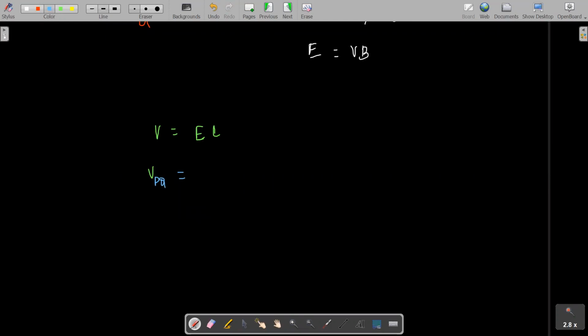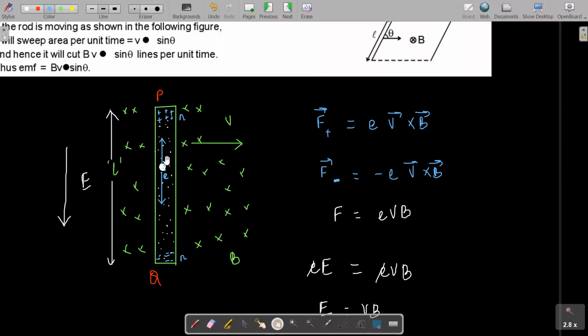The value of VPQ is equal to BV into L. This L will come from here, and we replace E by V into V. So we'll write VPQ is VBL. And how did we calculate the potential? In what direction will current flow?